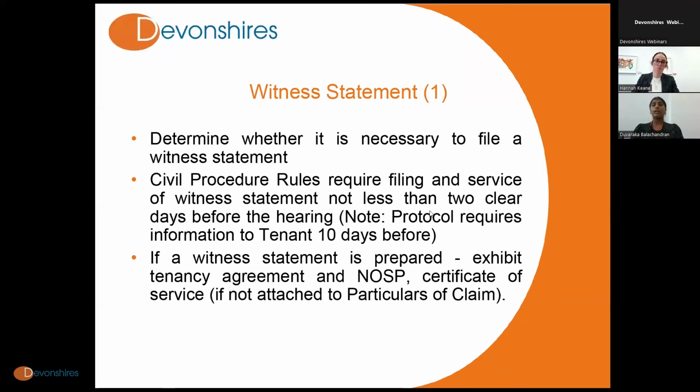Again, when a witness statement is prepared, it is very crucial that you outline and exhibit a copy of the tenancy agreement, a copy of the NOS, and, going back to what Hannah said before, the certificate of service. In the majority of circumstances, it might not be the same officer who served the notice actually taking the proceedings or issuing the possession claim. So a certificate of service is mandatory as part of the witness statement, to confirm that the notice was served and by which way.